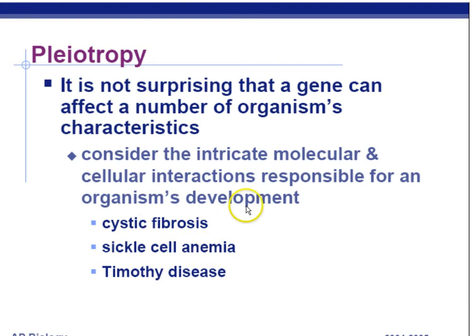For cystic fibrosis, your lungs fill up with phlegm, you have difficulty breathing, your organs get coated with mucus. There's a whole bunch of other things that happen as a result of just one gene being affected, and that's called pleiotropy, when one gene has multiple effects. Many genes are pleiotropic, or have multiple effects in living things.